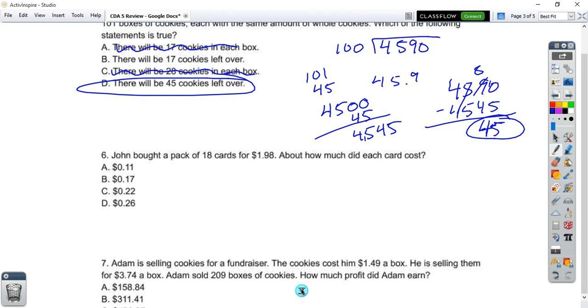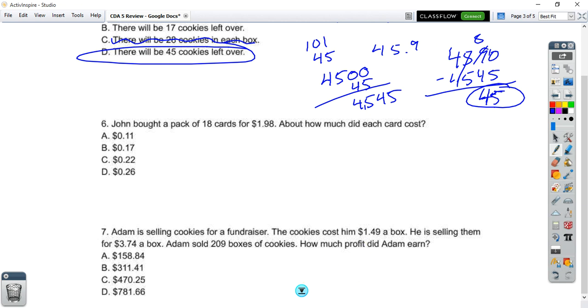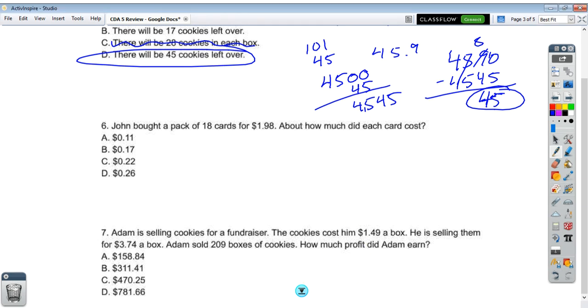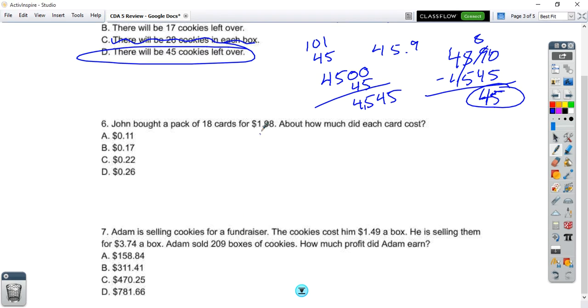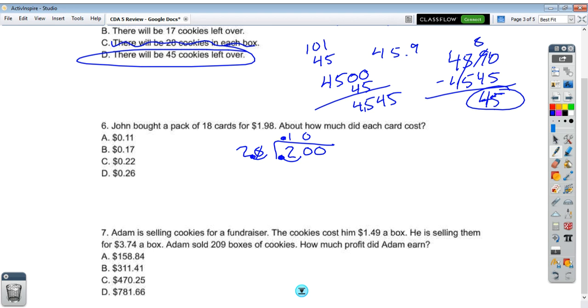John bought a pack of 18 cards at $1.98. About how much did each card cost? Okay, let's look at this. This is close to $2. And this is close to 20 cards. Let's divide. 2 goes into 20. I'll round. Move my decimal. Move my decimal. 2 goes into 0.20. 1 time. 10 cents. Decimal goes here. So that's 10 cents. It's close to 11. Let's try this and see.